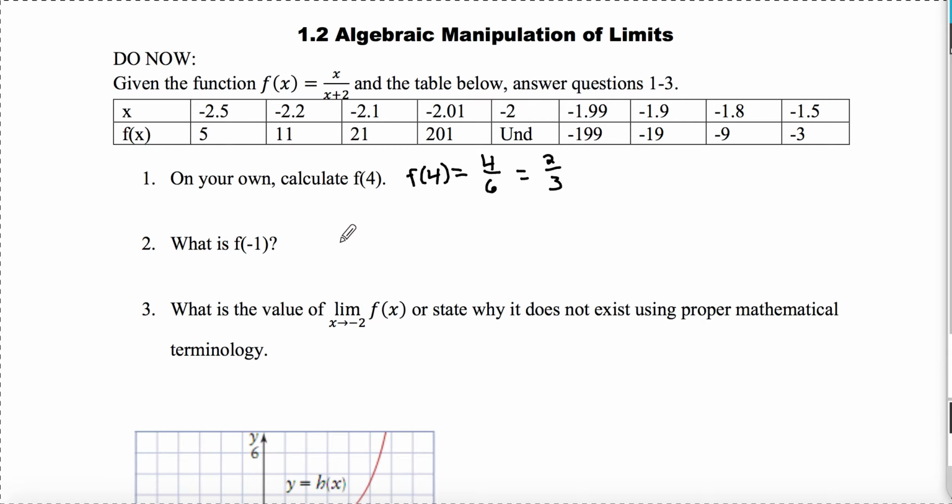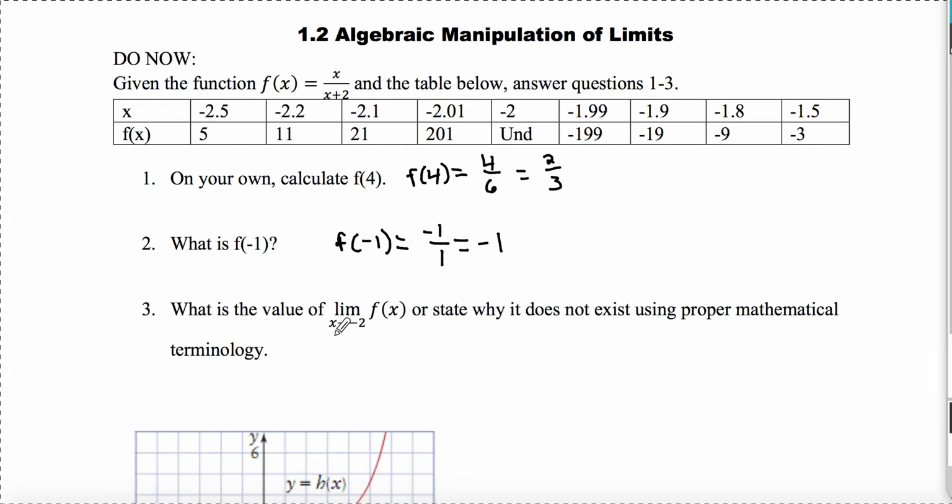Well, okay, what is f of -1? Similar kind of process. f of -1 is going to be substituting in -1. That'll be -1 over -1 plus 2, which is 1. So f of -1 is -1. All right. Not too bad there, right?